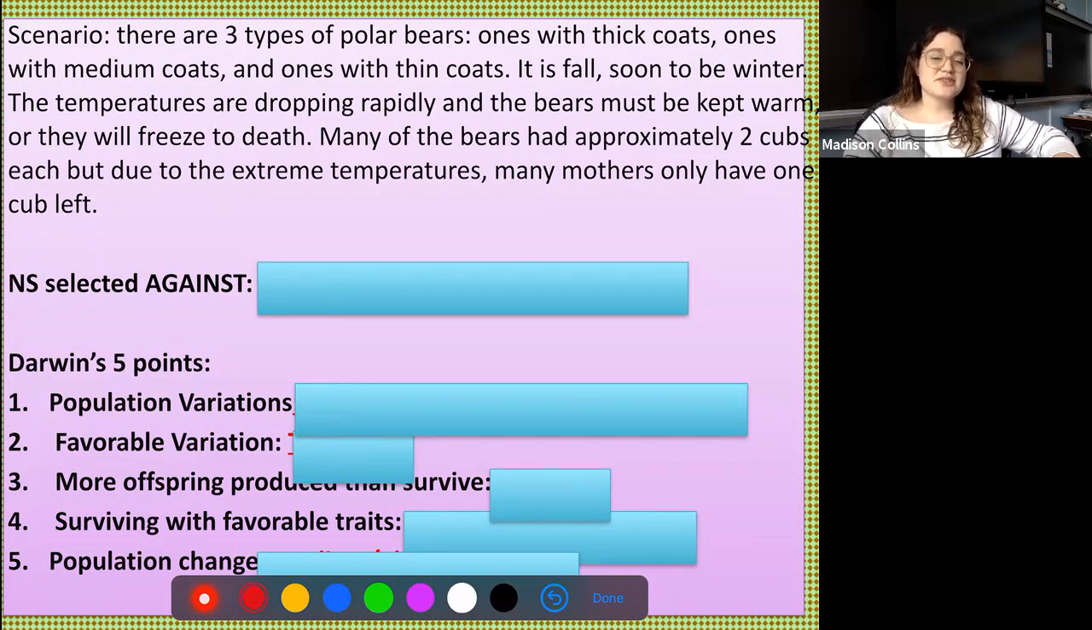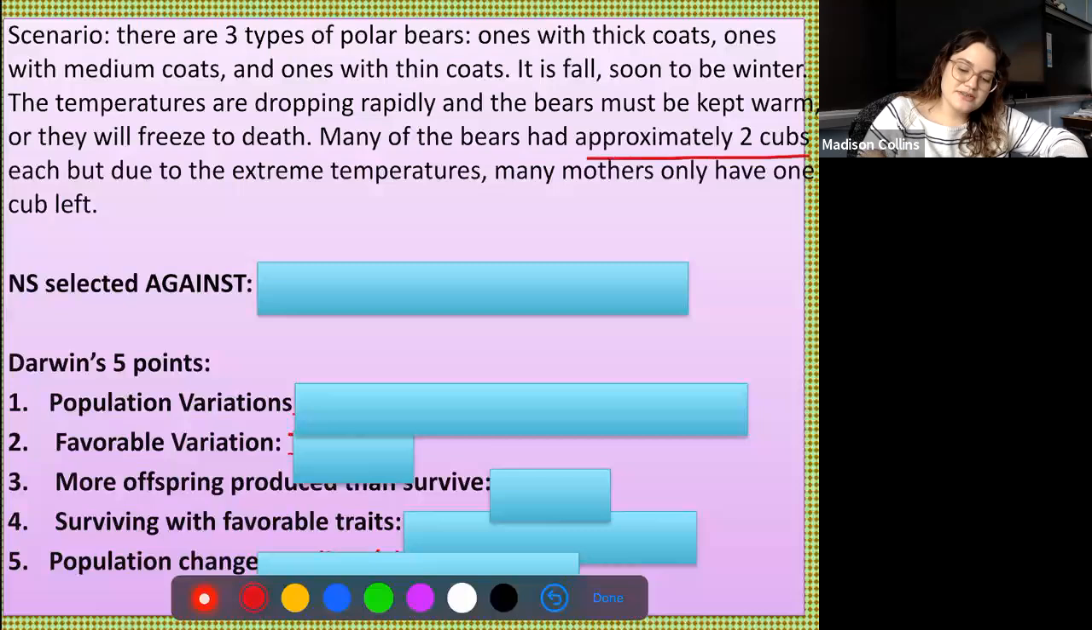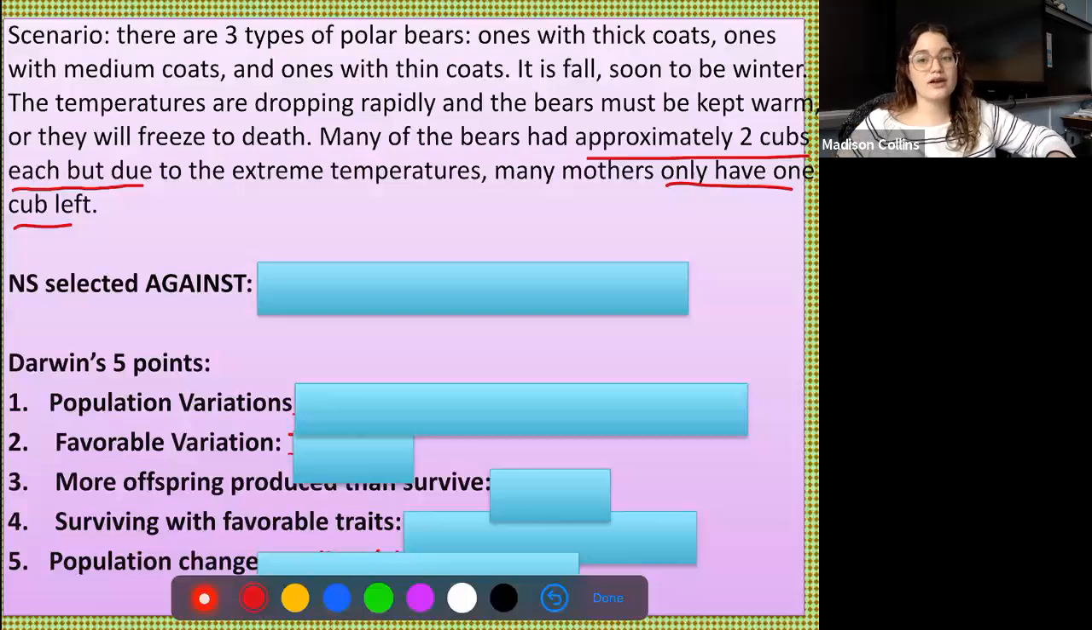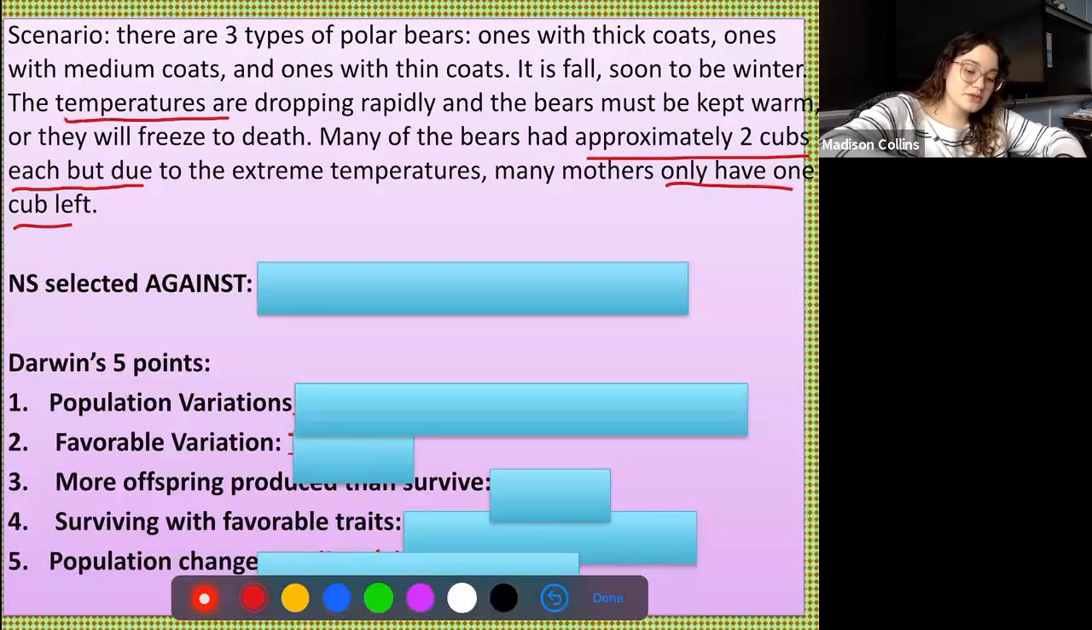And the bears must be kept warm or they will freeze to death. Aww. So many of the bears had approximately 2 cubs each, but due to the extreme temperatures, many mothers have only 1 cub left. So again, this is another example of overpopulation where there are more organisms being produced than there are resources to take care of them. So there is clearly natural selection happening here, right? Those temperatures are dropping rapidly, which means it's gonna get cold.